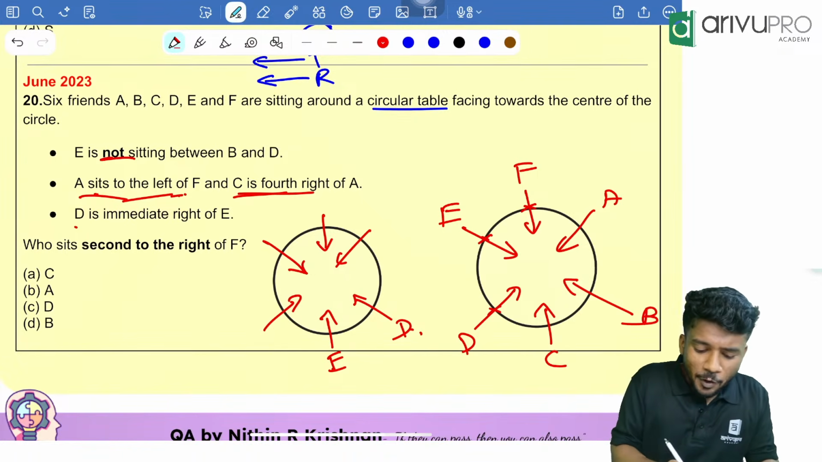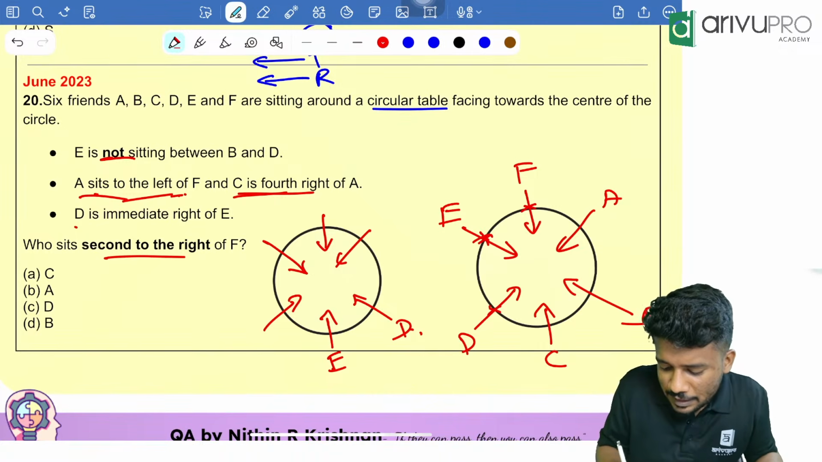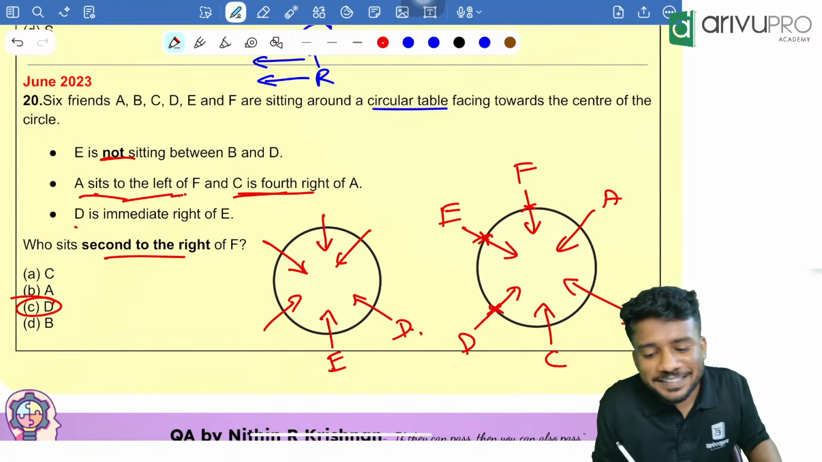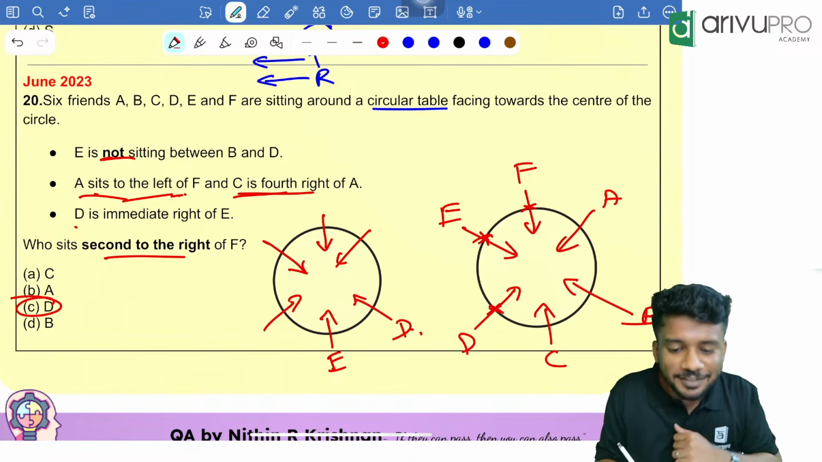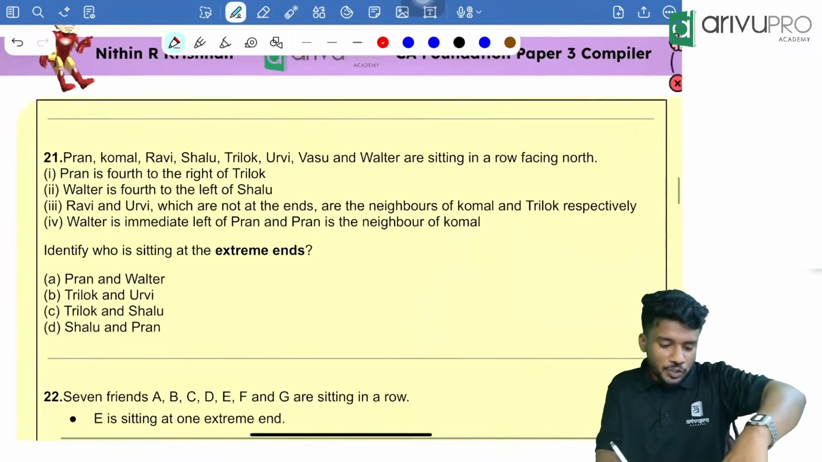Now the question is, who is second to the right of F? First right is E, second right is D. Option C is the answer. Yes. Next, 21st question.